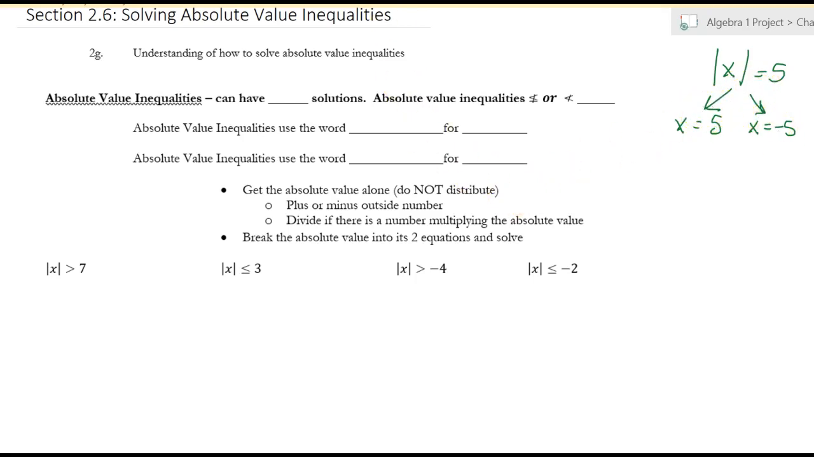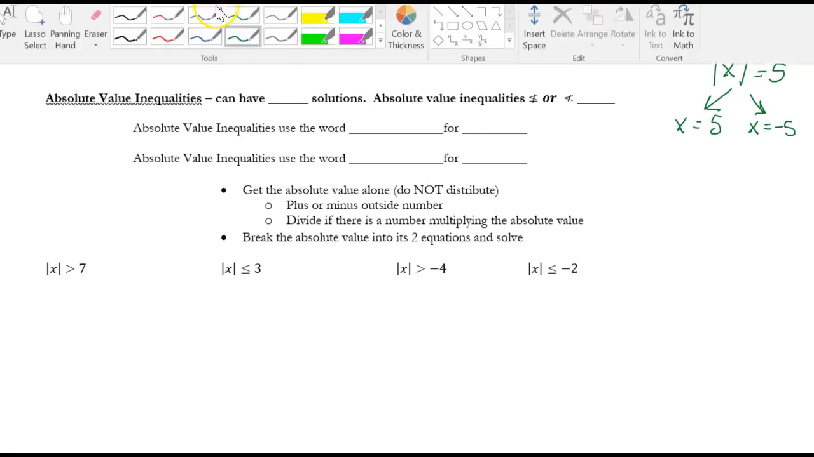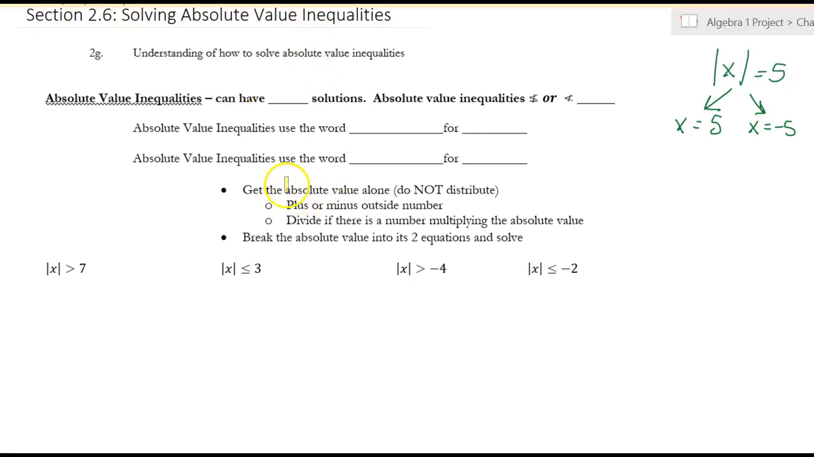And remember there's these steps we had. We had to get the absolute value alone. Remember, do not distribute into the absolute value. You plus or minus any numbers that are outside, adding or subtracting. And then you divide if there's a number multiplying by the absolute value. And then after that, we break it down into two equations. Okay? So those are the steps that we have to have.